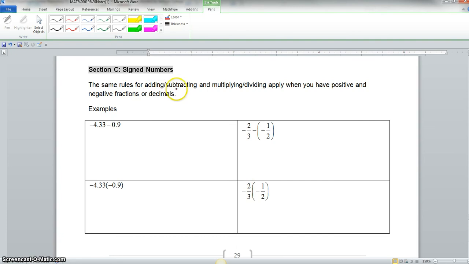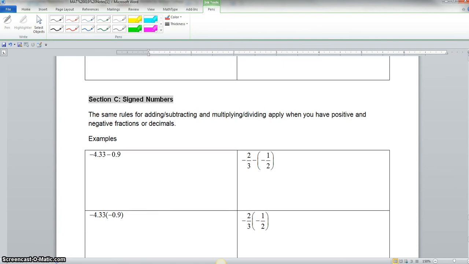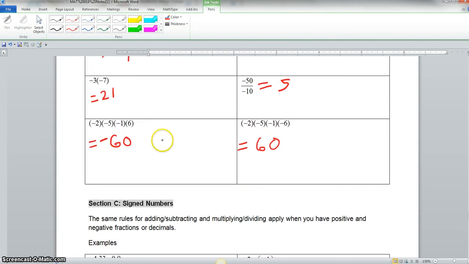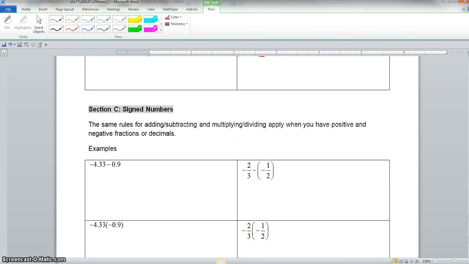Now, we scroll down. It says the same rules for adding and subtracting and multiplying and dividing apply when you have positive and negative fractions or decimals. But one thing I want to talk about before we do this, going back up to where we multiply these negative numbers, if there was a 0 multiplied to these negative numbers, then automatically your answer would be 0. It wouldn't have a positive or negative sign. So that's just for your information.